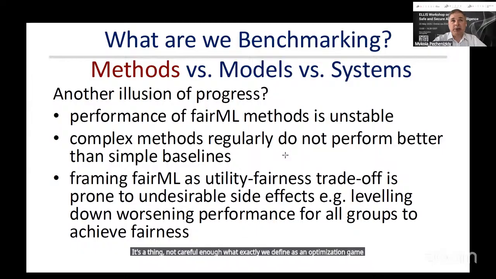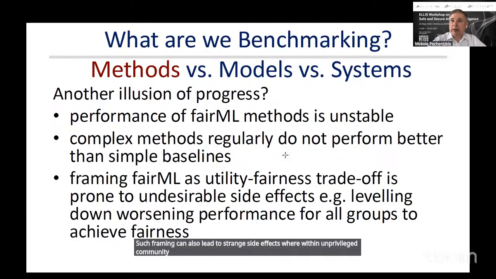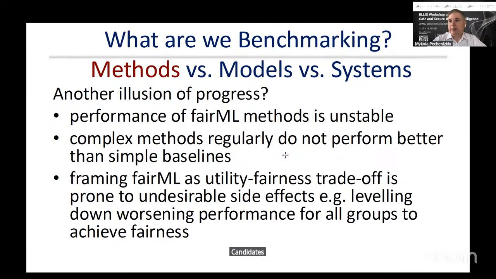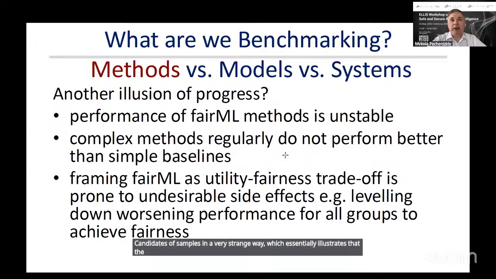There are more recent results that show that such framing can also lead to strange side effects, where within an unprivileged community, we select candidates or samples in a very strange way, which essentially illustrates that the model again finds a shortcut towards a particular optimization goal. But what is happening in trying to achieve that, again, has very little sense from any perspective.